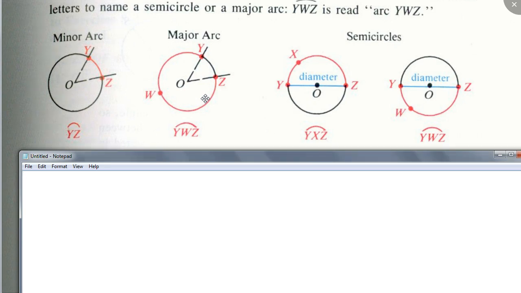Why do we then use three letters for semicircles as well? Why don't we just say YZ for a semicircle? Then that's half of the circle. Kaylee, why would you need three letters? Because you don't know which side. Exactly. If I just say YZ, you don't know whether I'm talking about the top part of the circle or the bottom part. So for major arcs and semicircles, we need three letters. For minor arcs, we just use two. And this is what they're saying.